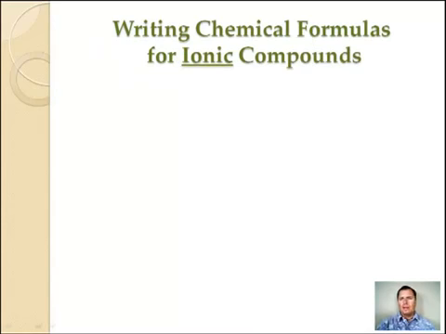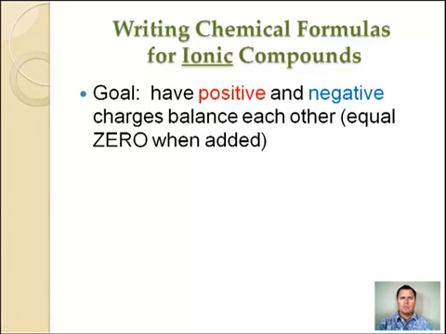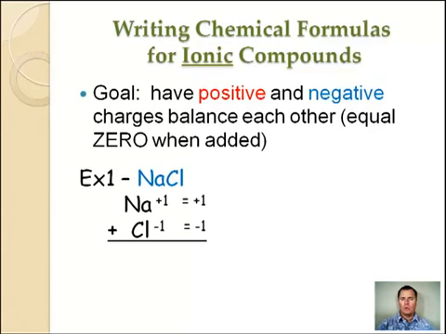Okay, so let's talk about writing chemical formulas for ionic compounds, for binary, and the other types of ionic will follow this as well. So the goal of writing these compounds is to have both the positive and the negative charges balance each other out, meaning the overall charge of that compound is going to be 0 when the charges are added up. Let's see what I mean here. So NaCl, we just looked at this one. We said sodium forms a +1 charge, chlorine forms a -1, +1 plus -1. Overall, we have a zero charge.